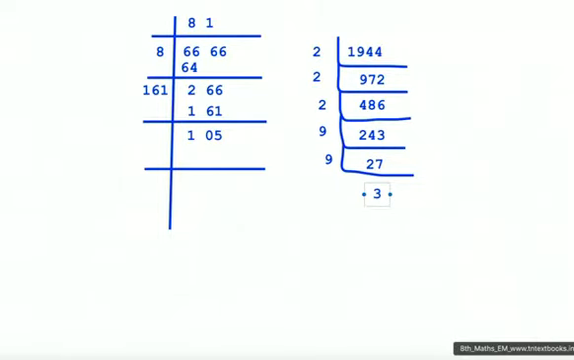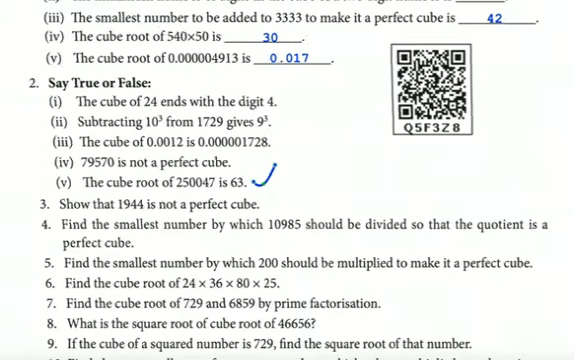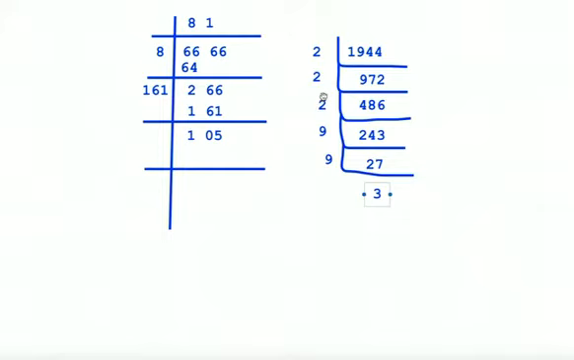So what is the question now? 1944 is not a perfect cube. Yeah, that is not a perfect cube. How to show? It has 3 2s. Only 2 3s, 1 3. Fine. So not a perfect cube.